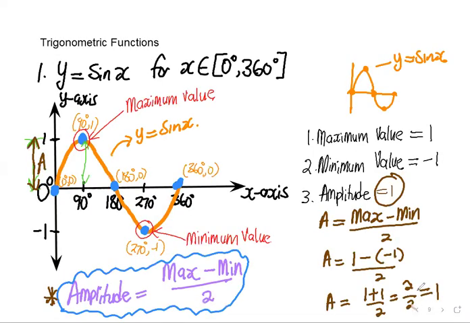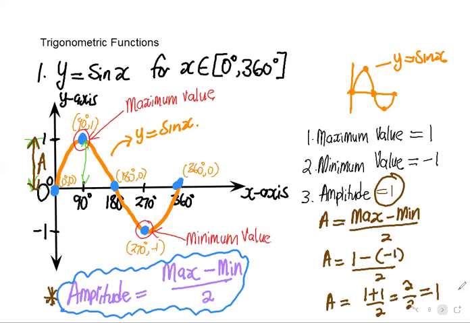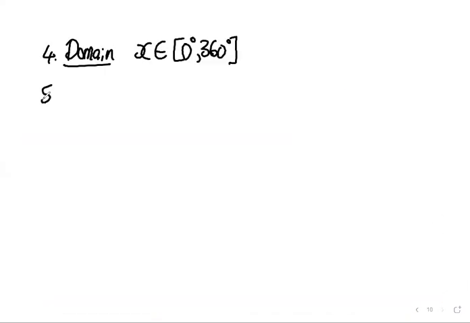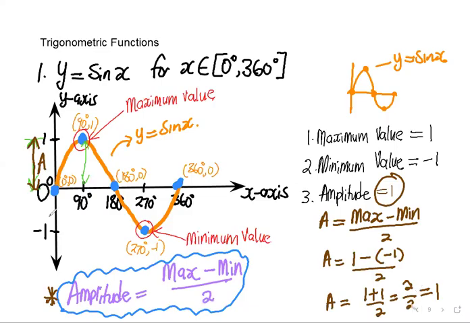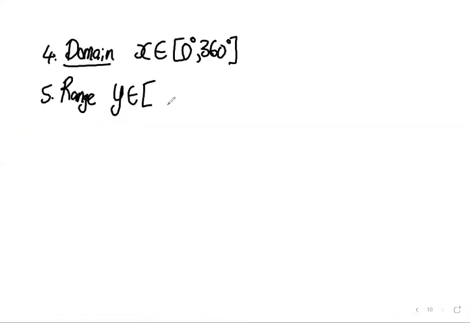It's like saying we're only going to draw the part where the graph appears on the x-axis. Range is all the possible values of y. Number 5, the range is all possible values of y, so it will be y is an element of brace. This graph is coming from -1 to 1. Do you see? So we'll say -1 to 1 brace.